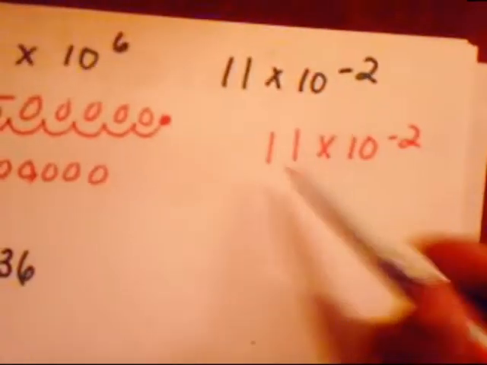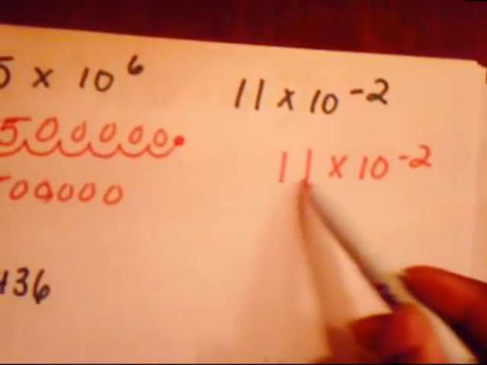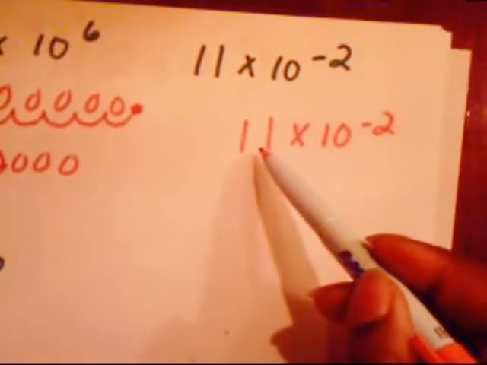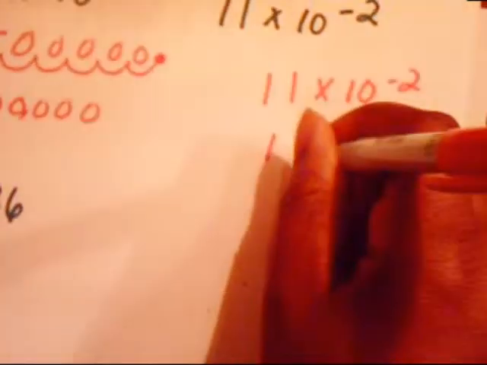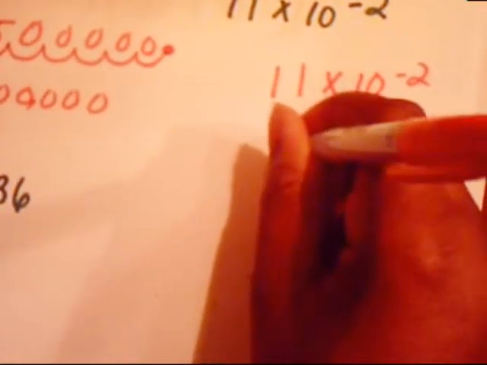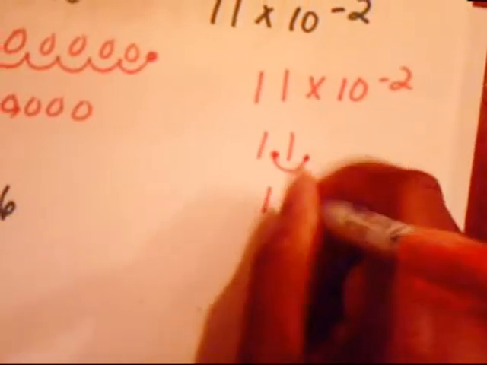What you need to do is ask yourself, how can I get 11 to be smaller? And what we've been doing is just moving the decimal point. So we're going to do that. I'm going to take 11, what used to be 11, the decimal point is right here, and I'm going to move it one space to the left. So now it reads 1.1.